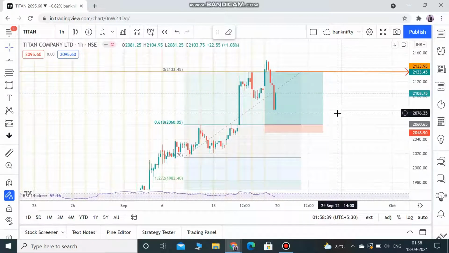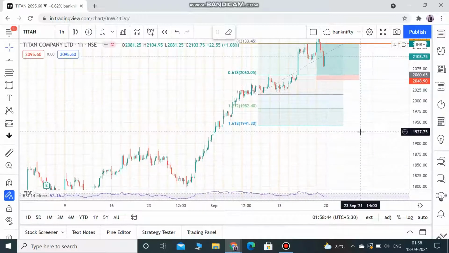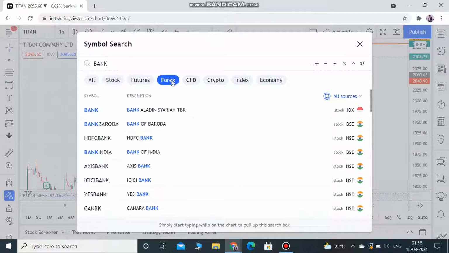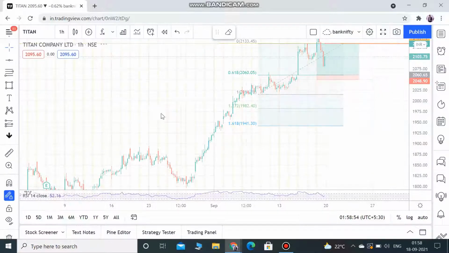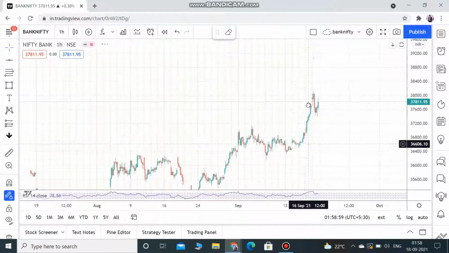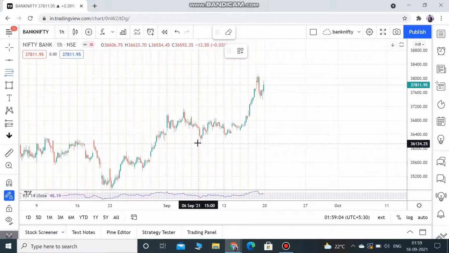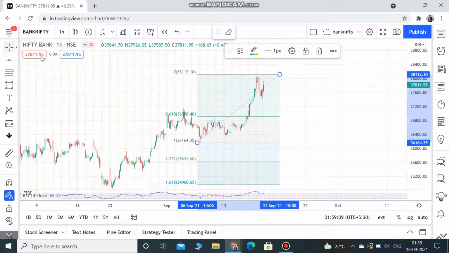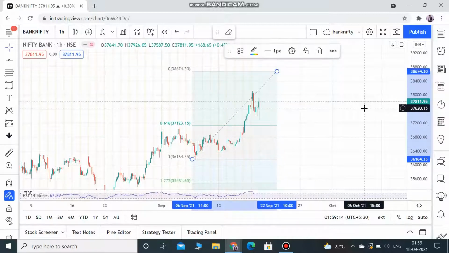So do a backtest. Do try this hack. It really works on higher time frames like this. Bank Nifty also has moved, and you can see the same way. You can backtest it as many times as you want. If this is your consolidation, I'm telling you it will go even higher, so you just have to wait.